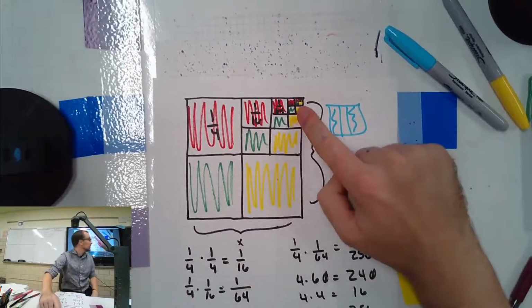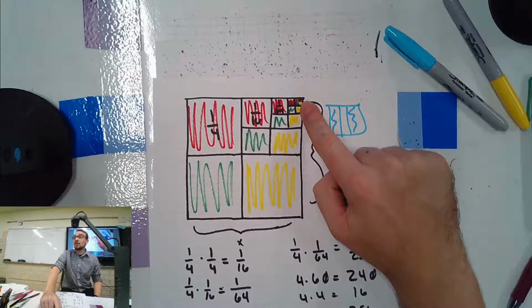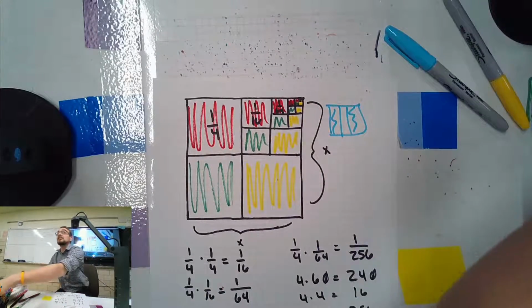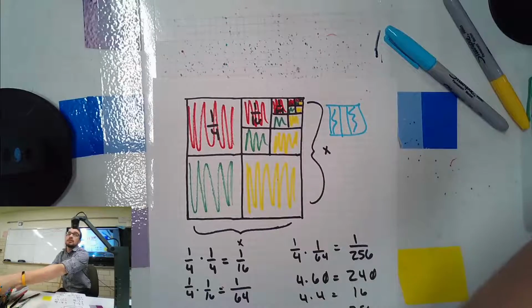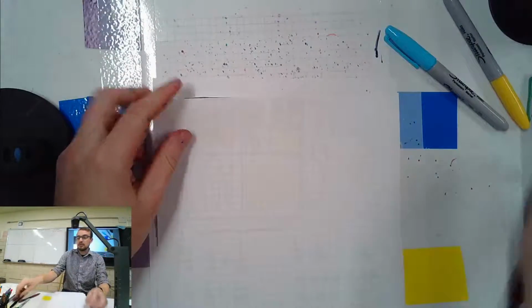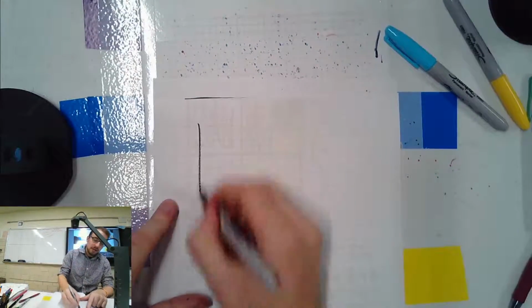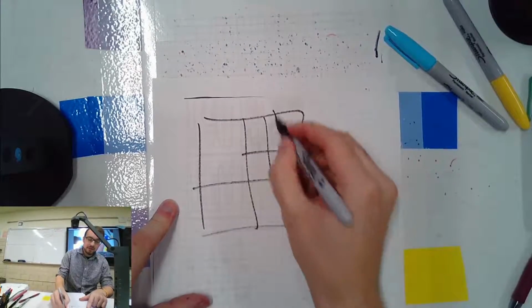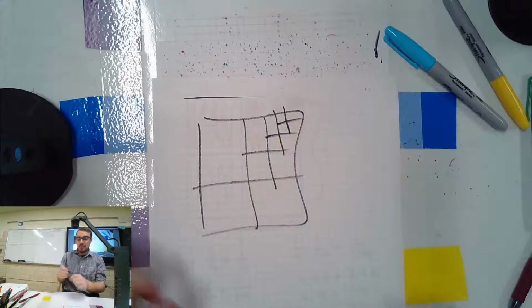This guy's going off to infinity. It never is all the way there. Because if we stop at any point, CJ, that was beautiful. If we stop at any point, here's what happens. Here's my square. Here it is. If I stop at any point, check it out.